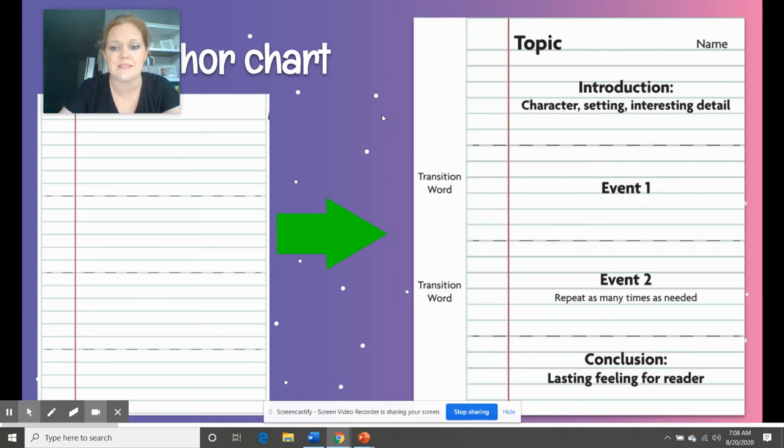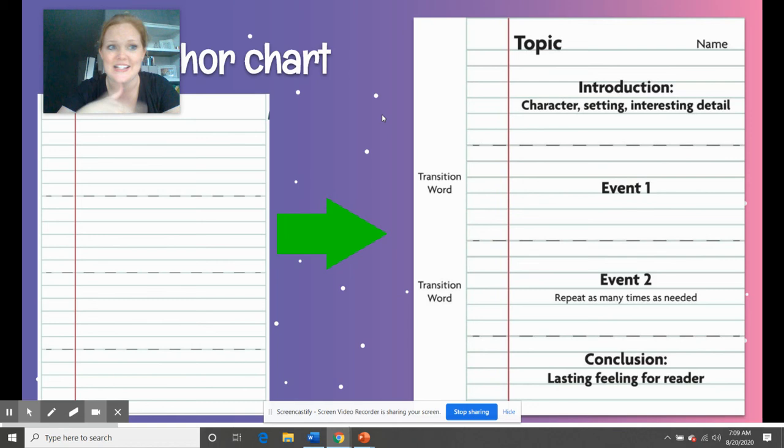And you can repeat that as many times as you need to, meaning you can have an event 3, 4, depending on how much you want to write. But minimum, you should at least have 4 to 5 paragraphs. And then the conclusion is a lasting feeling for the reader, something that's like a thought that ties it all together. For example, and I knew that if I put my mind to it, I could win the spelling bee. Anyone can do it. All you have to do is apply yourself.